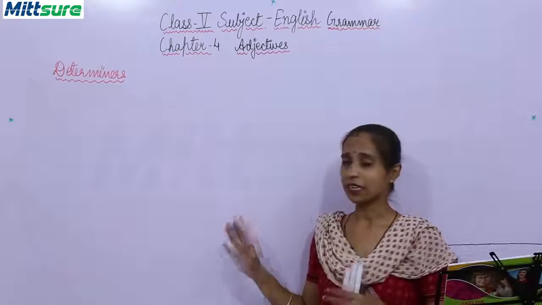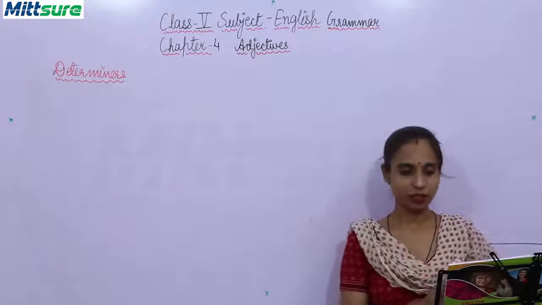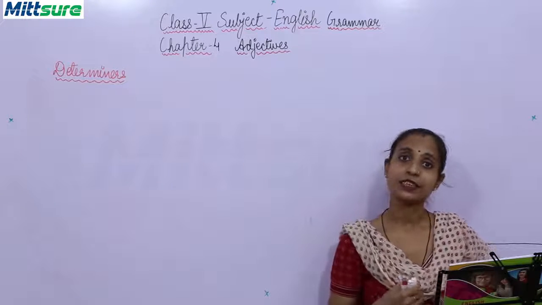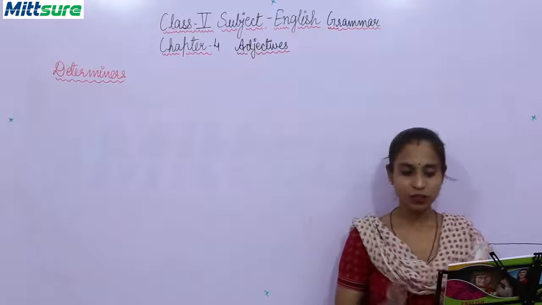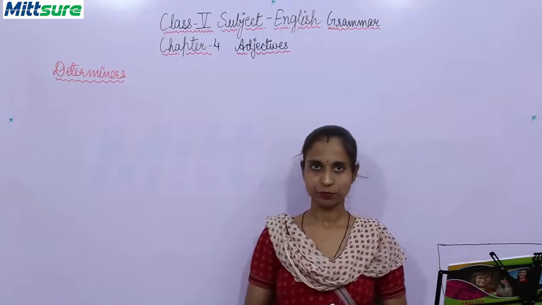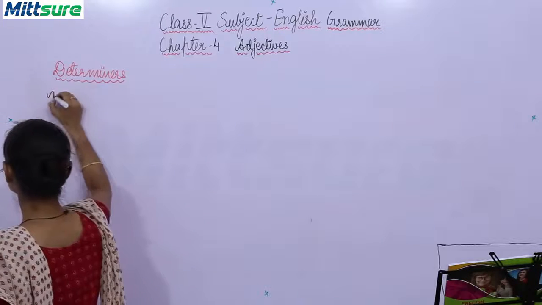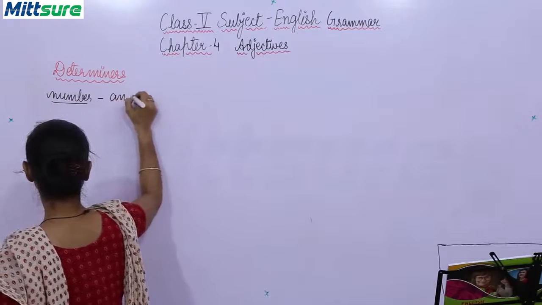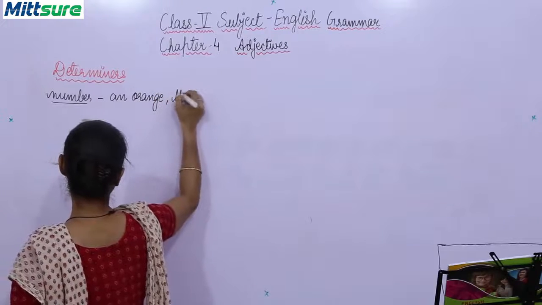Now, what are determiners? Now, children, it is written over here in the book that some adjectives are also known as determiners. What are these adjectives which are known as determiners? Determiners actually are words which are used just before a noun to describe them. It can be in numbers. For example, an orange, the Taj Mahal.